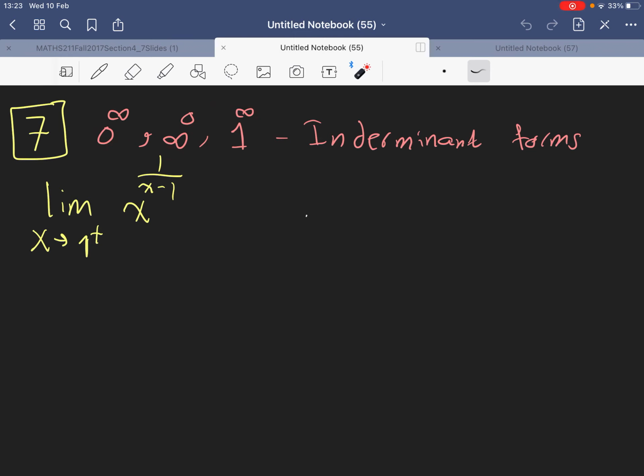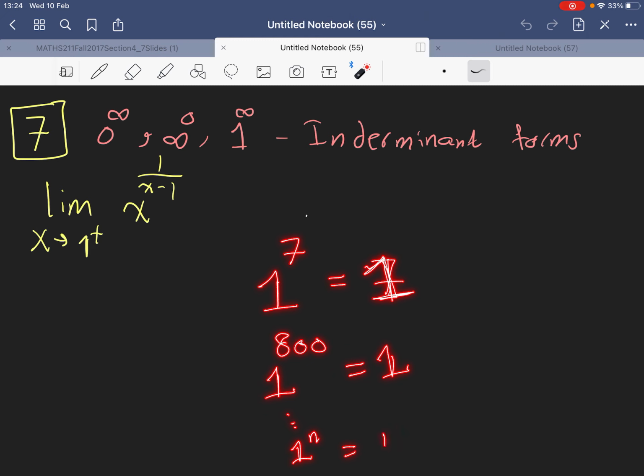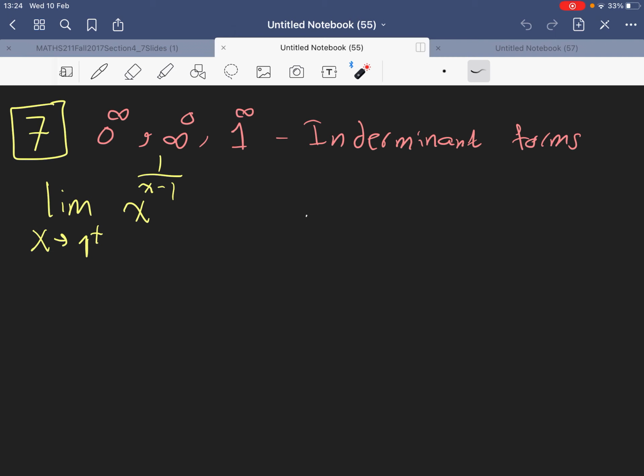Now some of those might be familiar because if we take number 1 and we take it to any power, the answer is always 1. Now, if we increase the power to 800, the answer was still 1, and so on. What we have learned in school, 1 to the n is 1. The answer is always 1, except if the power goes to infinity. Here we have to be very careful, because we call it indeterminate form.